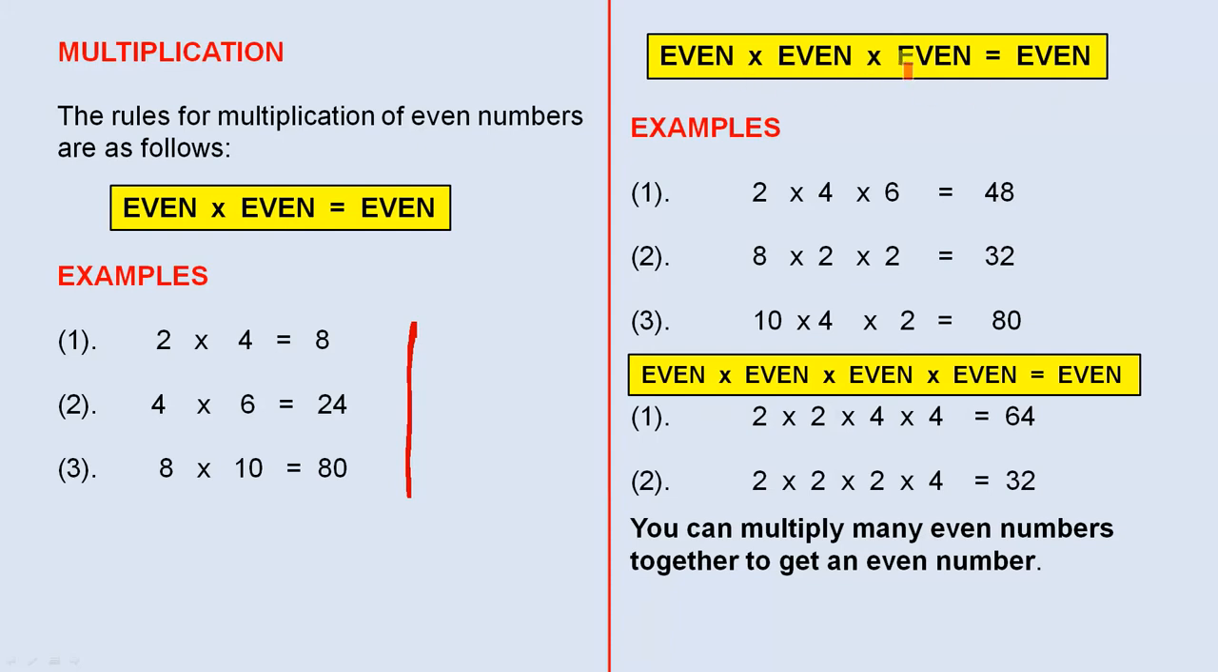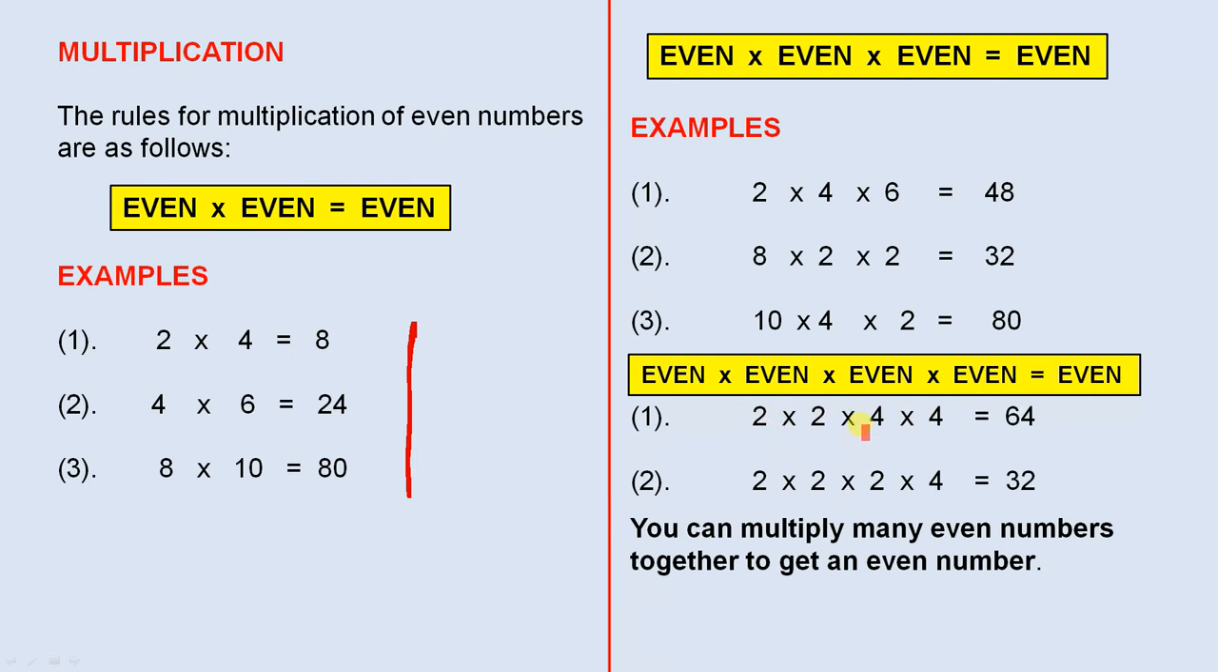If you multiply 3 even numbers together, you get an even number. Look at those 3 nice examples there. See that? In each case, you have an even number. If you multiply 4 even numbers together, you get an even number.